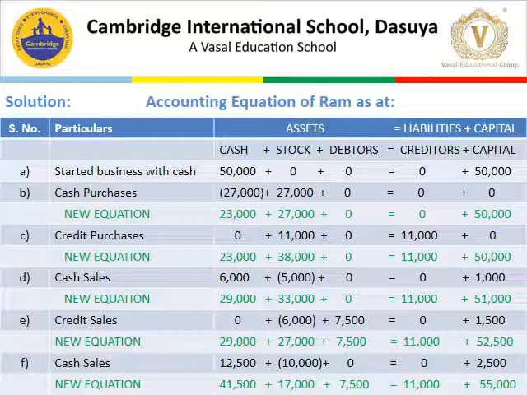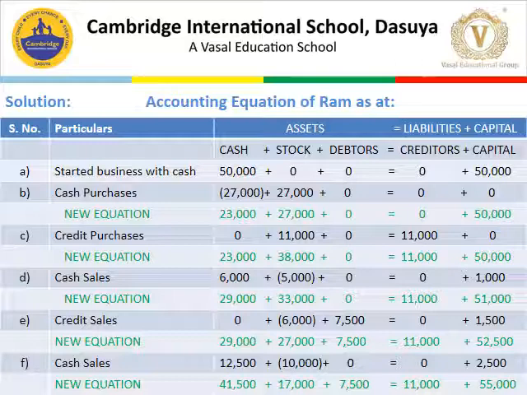Now the next transaction is credit purchases. Goods worth rupees 11,000 purchased, so it will increase the stock. So we will add 11,000 in the stock, but since the cash is not paid, it is a credit purchase, it will be added to the creditors. So we will add this amount in the creditors column. So the final equation would be cash remains the same at 23,000, but there is an increase in stock of rupees 11,000, that is the new stock will be 38,000, and creditors 11,000, and capital remains the same at 50,000. The total of asset and liability sides comes to 61,000.